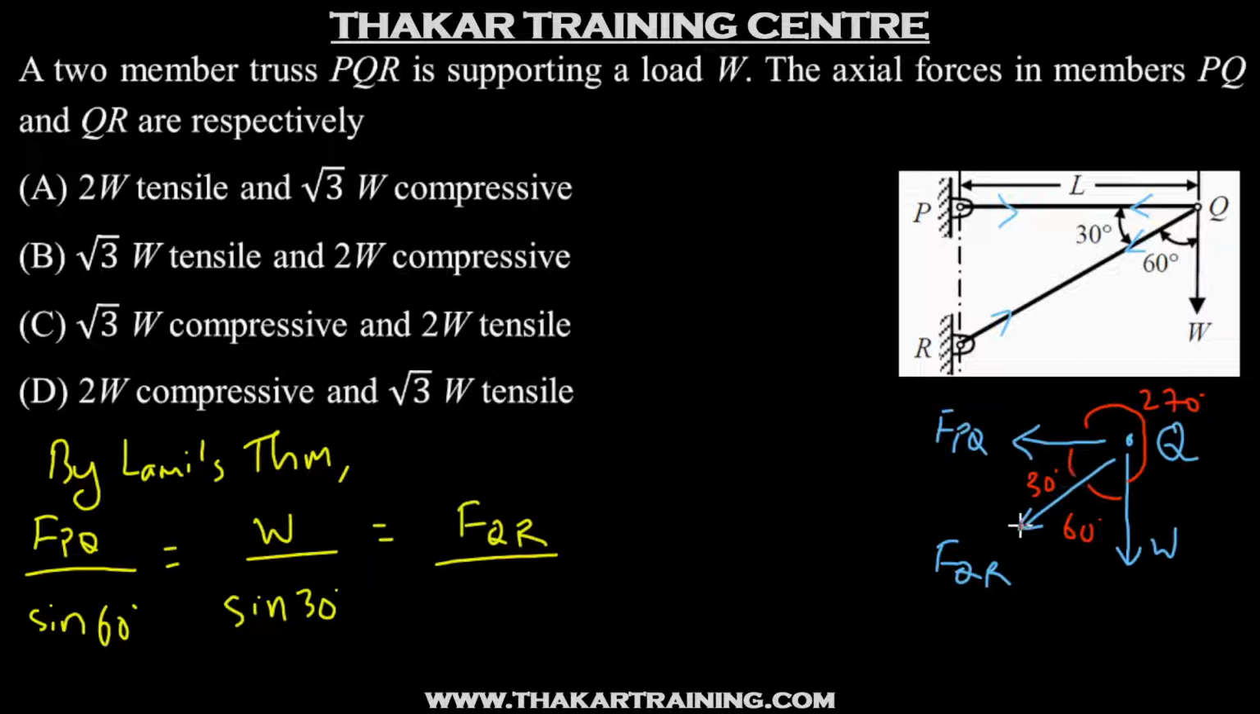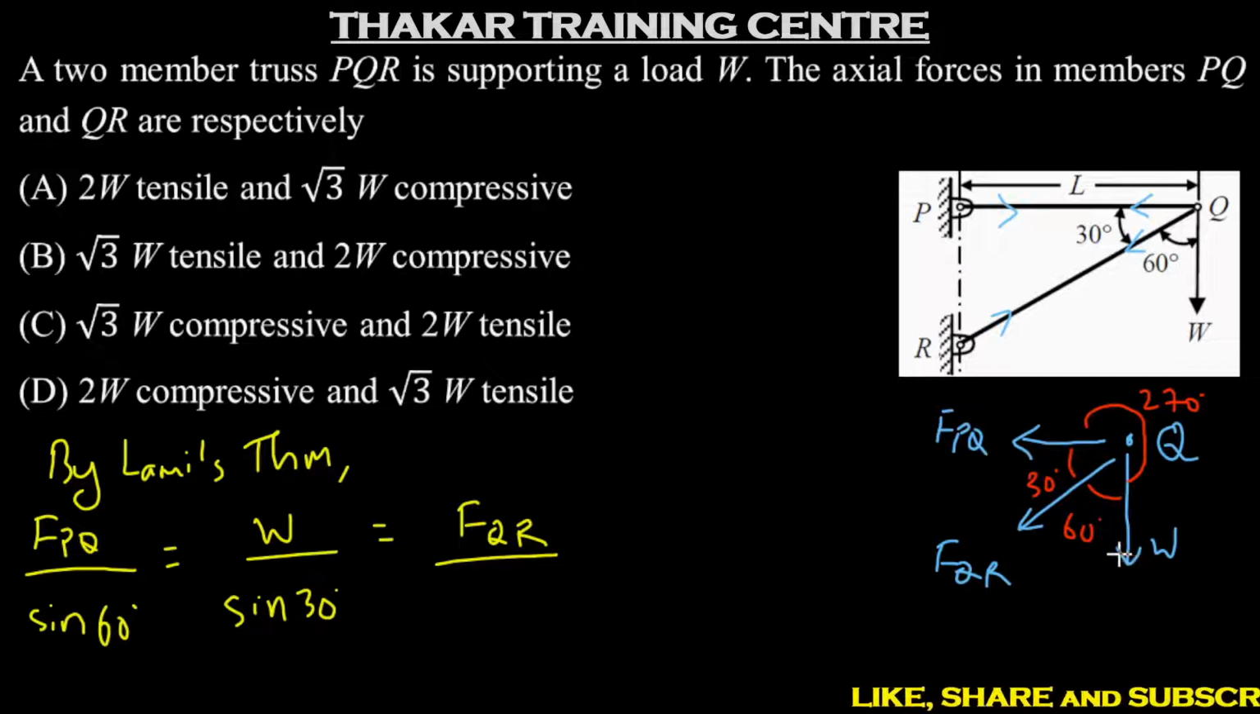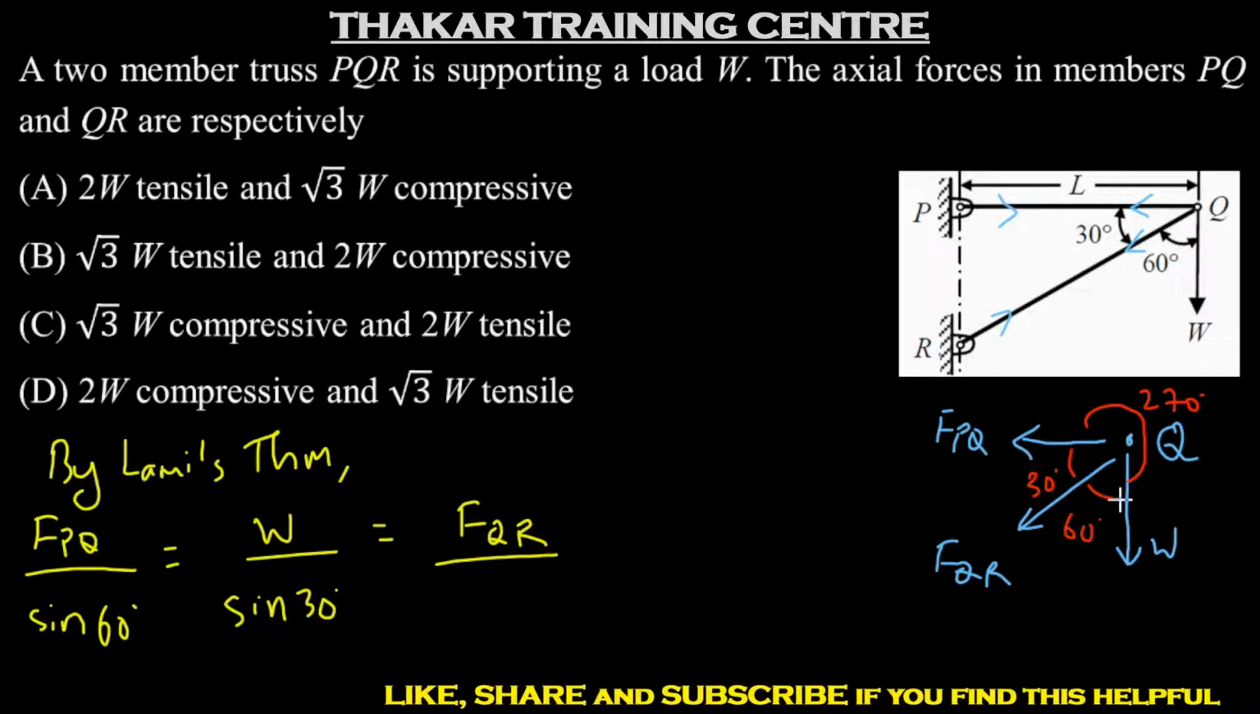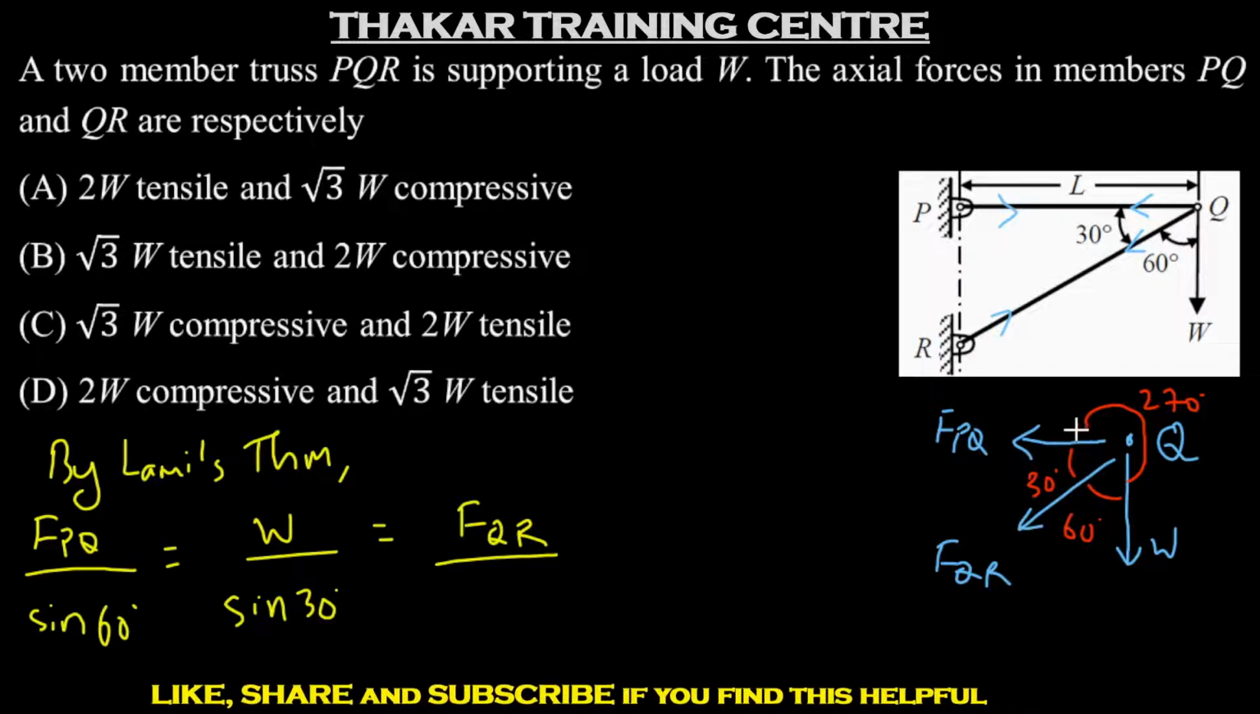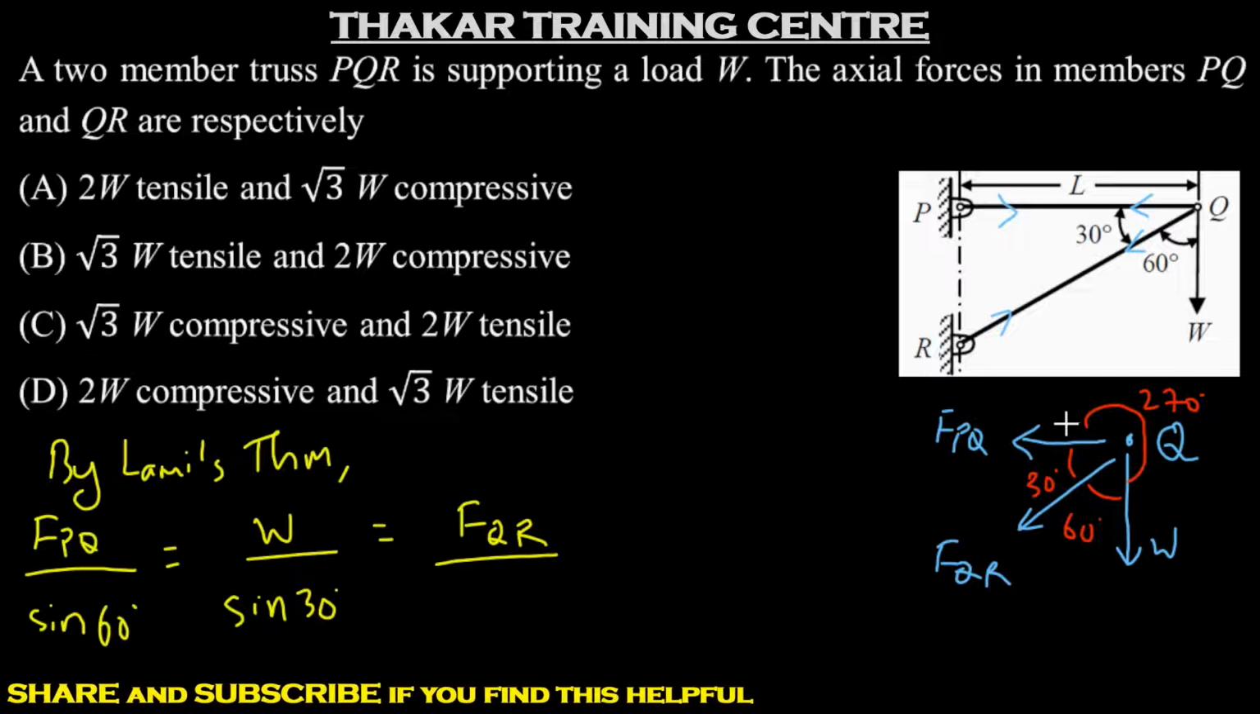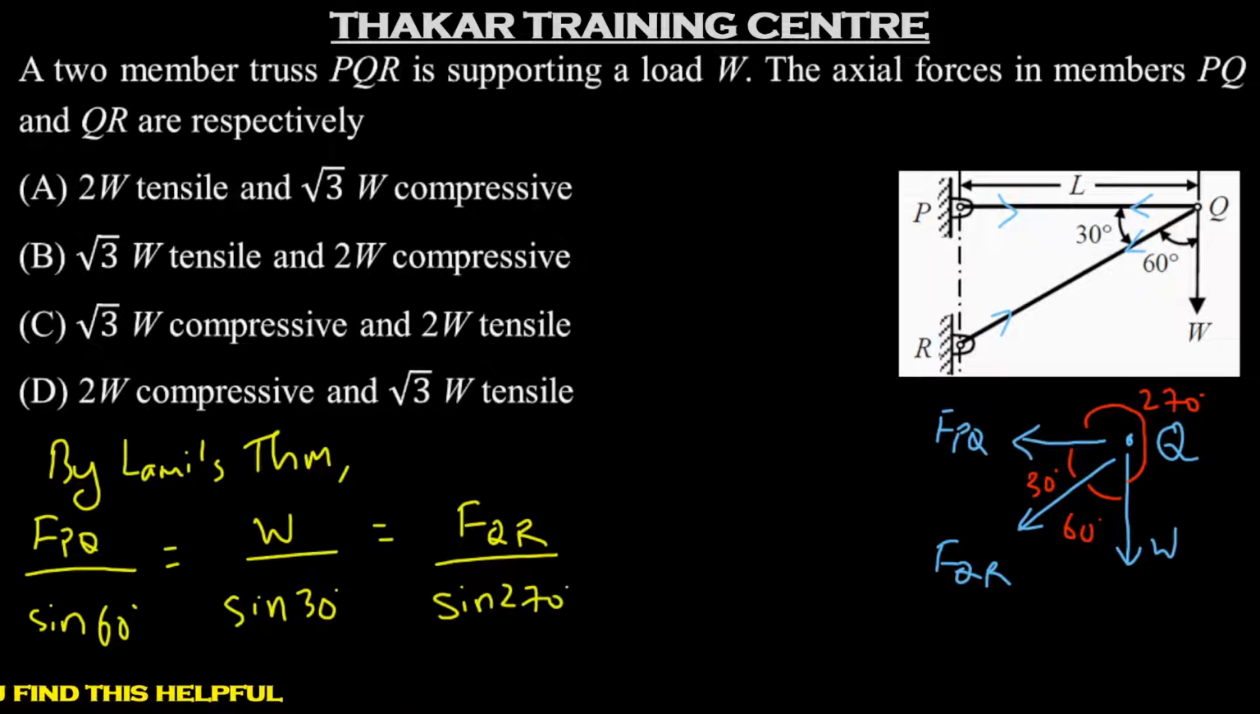When we look at FQR, once again we have to look at the angle between the other two forces, which are FPQ and W. One can see that we can look at this angle, which is 90 degrees. But then that angle will be cutting through FQR. So the angle that we should be looking at is this 270 degrees. So FQR will be proportional to sine of 270 degrees. So this is the equation.